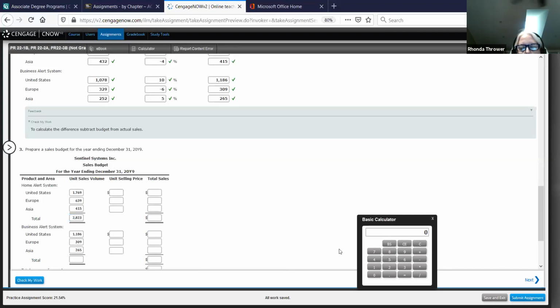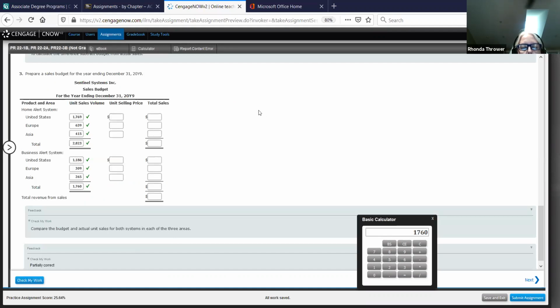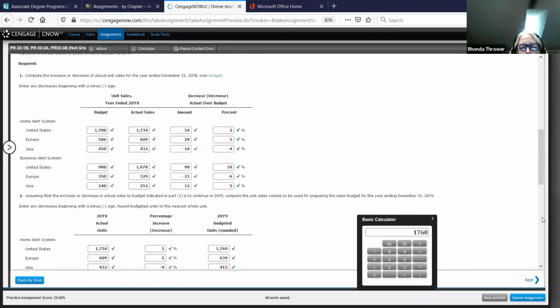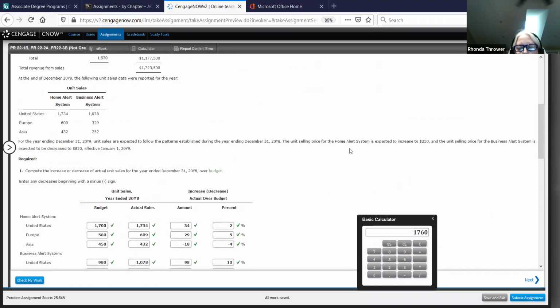And then for the next group of units, 1,186 plus 309 plus 265 is 1,760. It's a good idea when you get through with this column to check your work. And we want to put in the unit selling price. Now this was for 2000 Y9, and that was in that additional information that they gave you here.